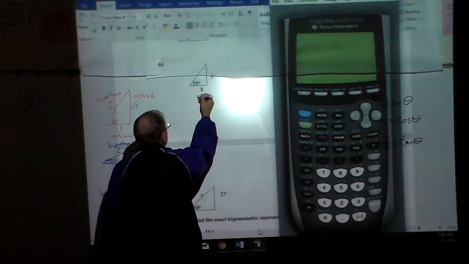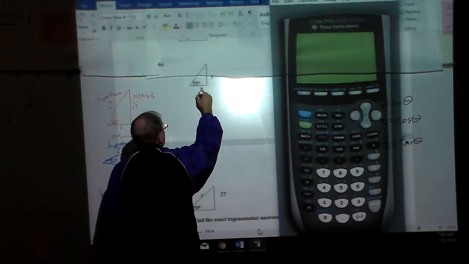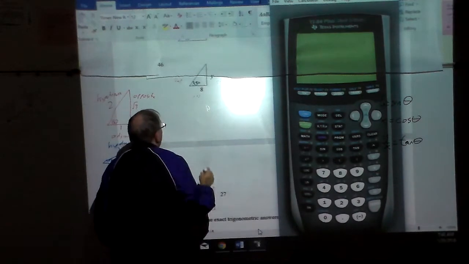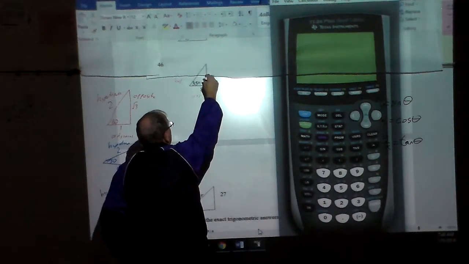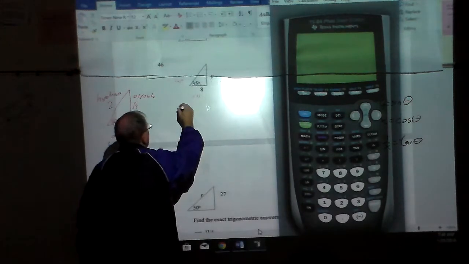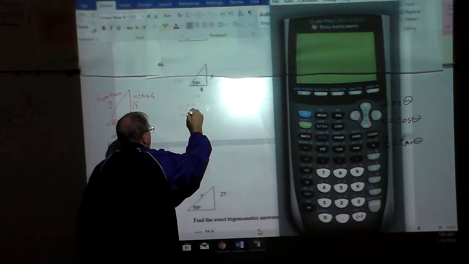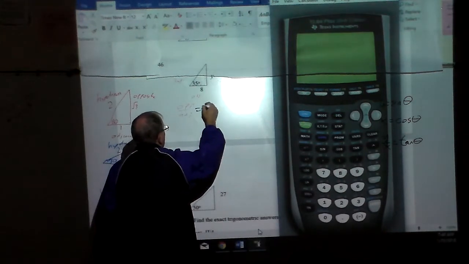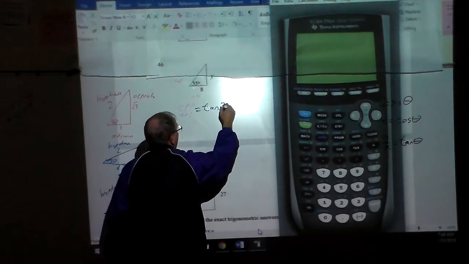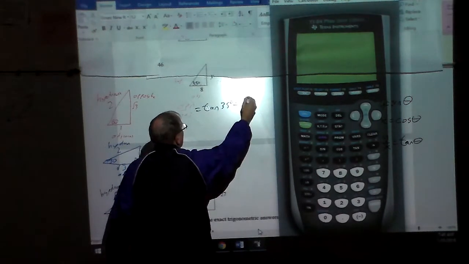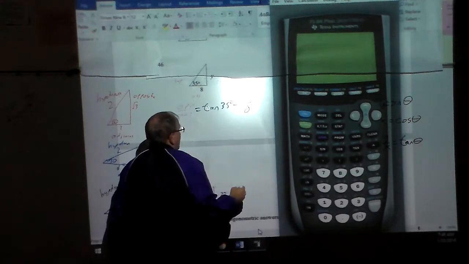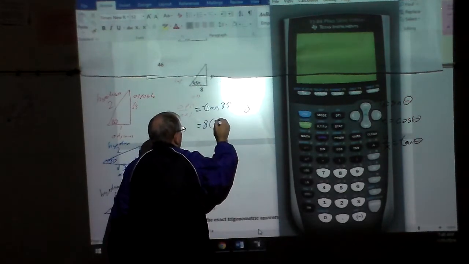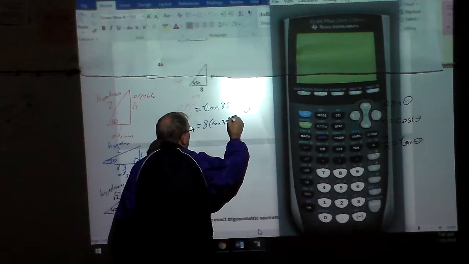I have to label. If this is my angle, this would be adjacent, this would be opposite, and this would be hypotenuse. It's asking me to find the opposite, and they gave me the adjacent. So what trig function uses opposite over adjacent? Oh, it's tangent. So what I know is the tangent of 35 degrees equals y over 8. Well, then to get the y by itself, I'm simply going to take 8 times the tangent of 35 degrees.